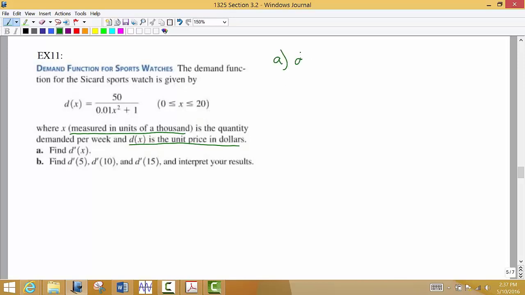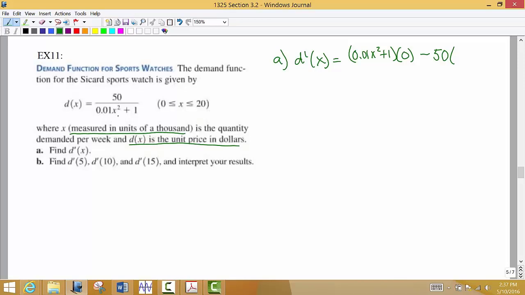So the first thing we're asked to find is the derivative. So d prime of x is equal to, since we have a fraction, we're going to use our quotient rule. It's the denominator as is times the derivative of the numerator. Since the numerator is a constant, the derivative of a constant is 0. Minus the numerator as is, so I'm going to put 50, times the derivative of the denominator.